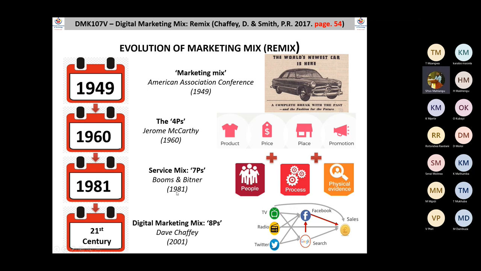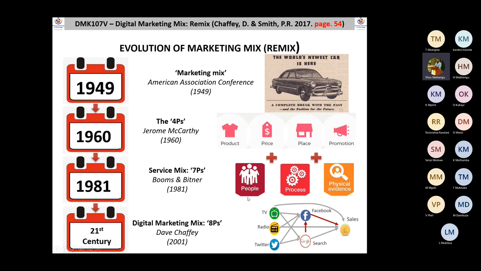And then in 1981, it was realized by Booms and Bitner in the article that these four variables, if you manipulate them, are not enough to sell a service, because now we're no longer focusing on the product. We also have a service, and they extended the marketing mix to be 7 P's, and they included a people element that we can also manipulate, meaning we can change their uniform. It will have an impact on the sales.